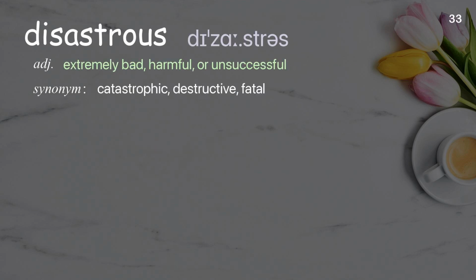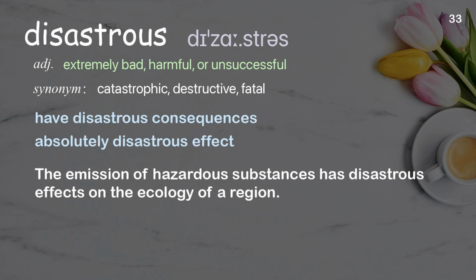Disastrous. Extremely bad, harmful, or unsuccessful. Examples: Have disastrous consequences. Absolutely disastrous effect. The emission of hazardous substances has disastrous effects on the ecology of a region.